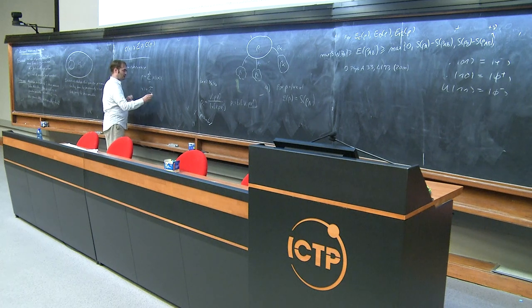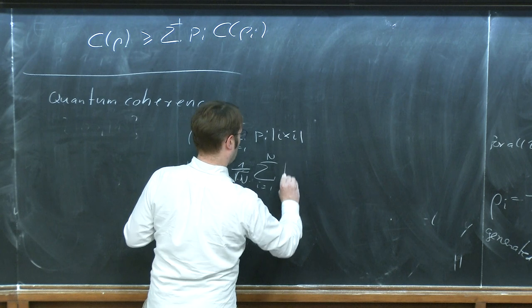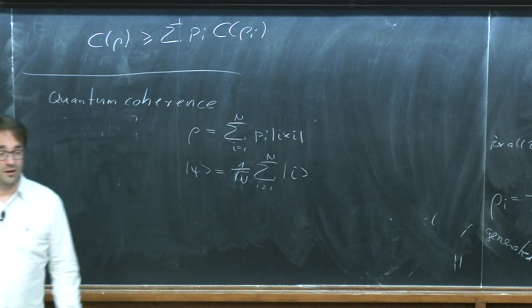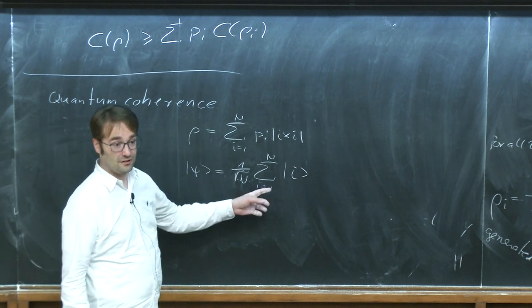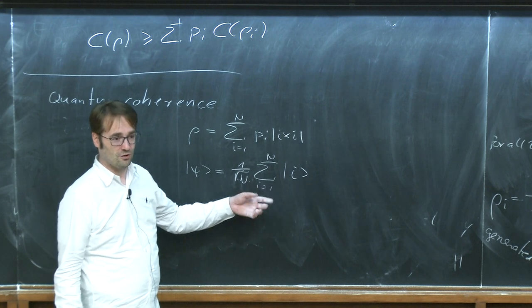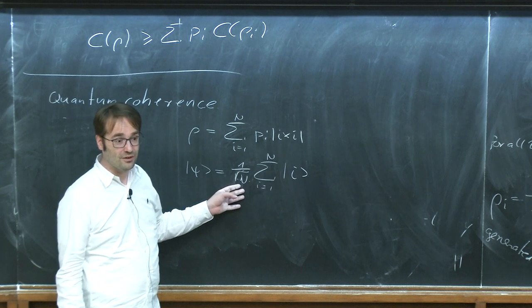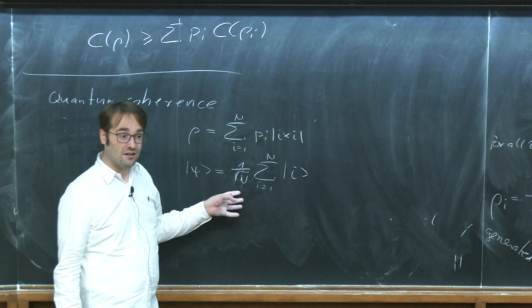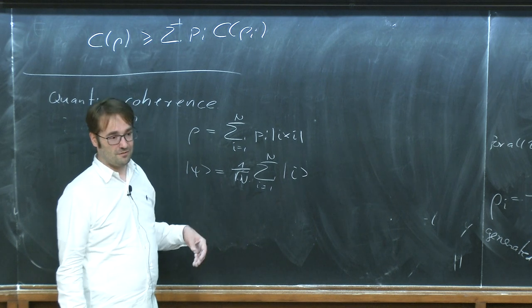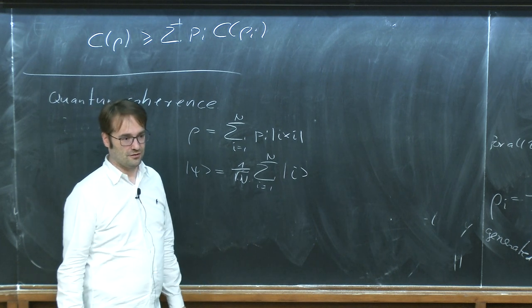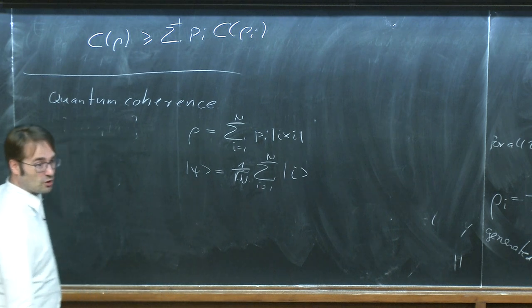1 divided by the square root of n, times the sum over i from 1 to n of |i>, an equally weighted superposition of all the basis states. If you write this as a density matrix, of course, you know that this has loads and loads of off-diagonal elements. So it's natural to think that this might be the right candidate. In fact, you can also show that by incoherent operations, you can take this and generate the rest of the states. So therefore, it's a good choice.